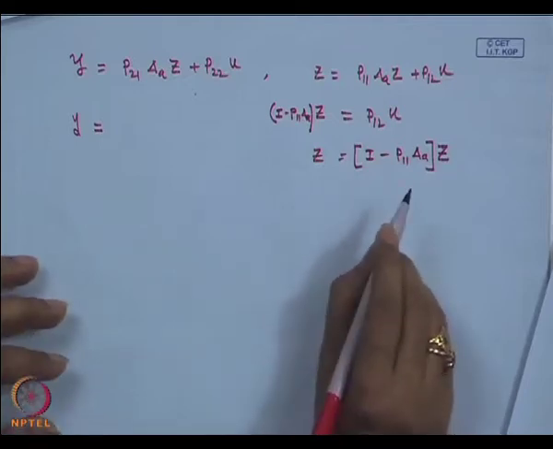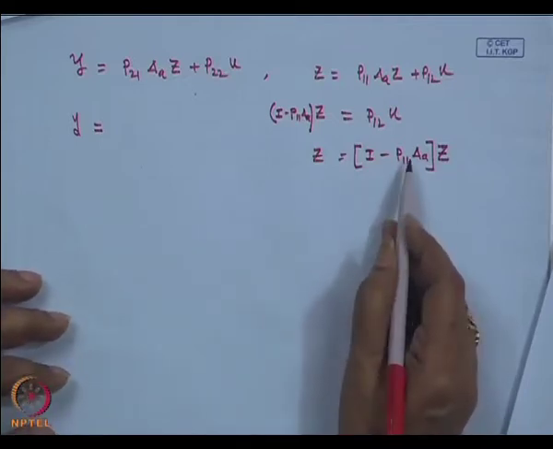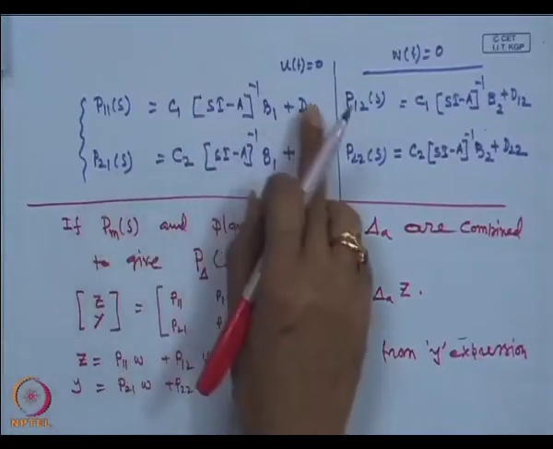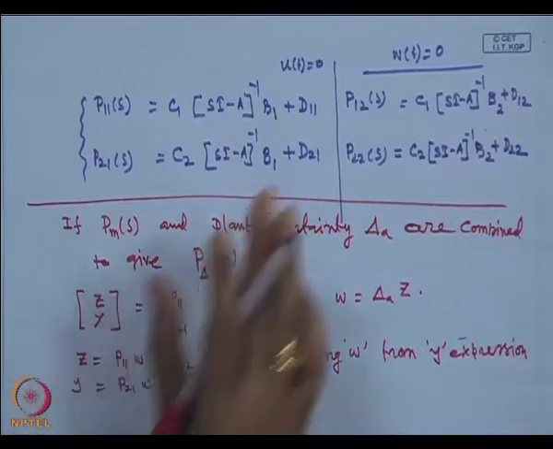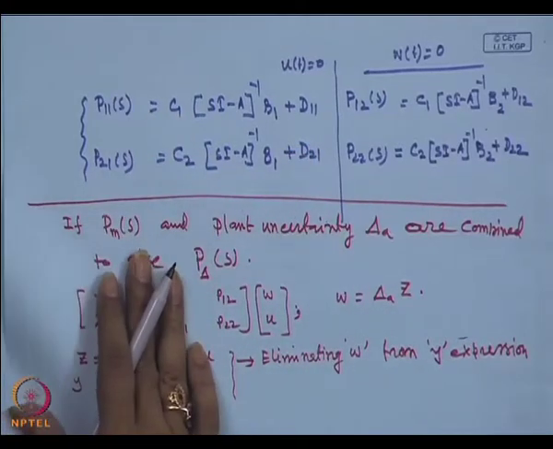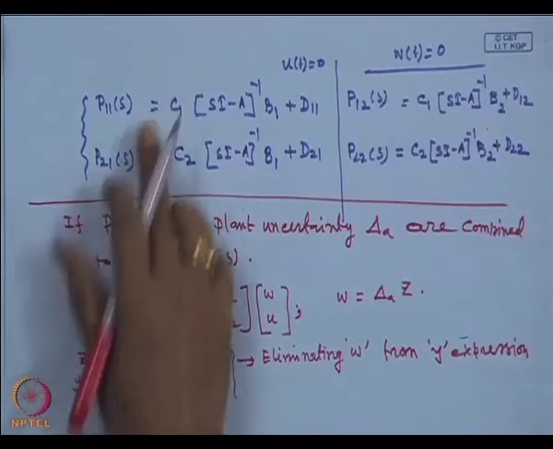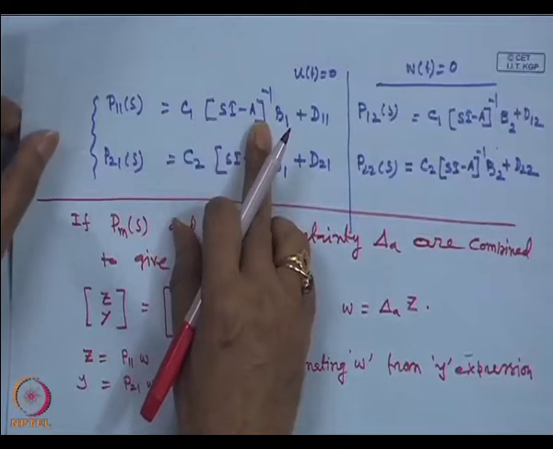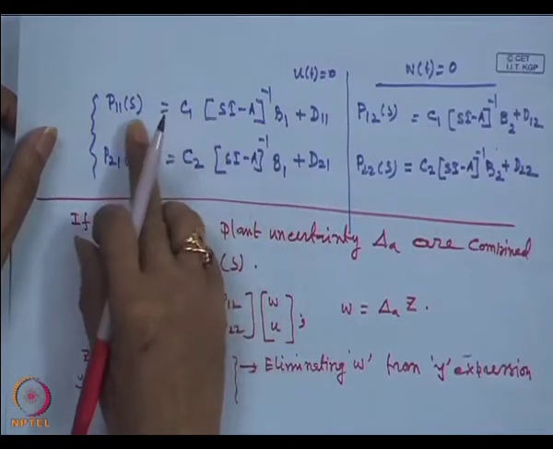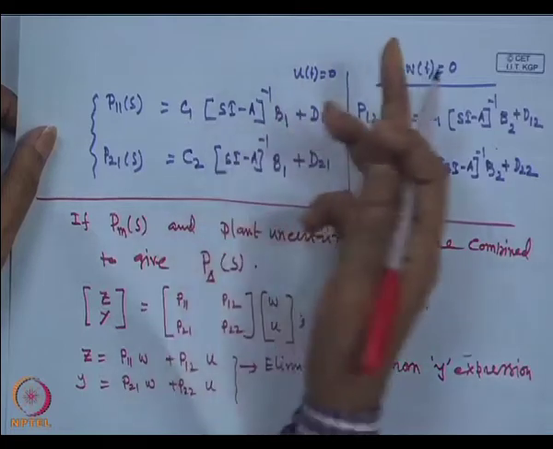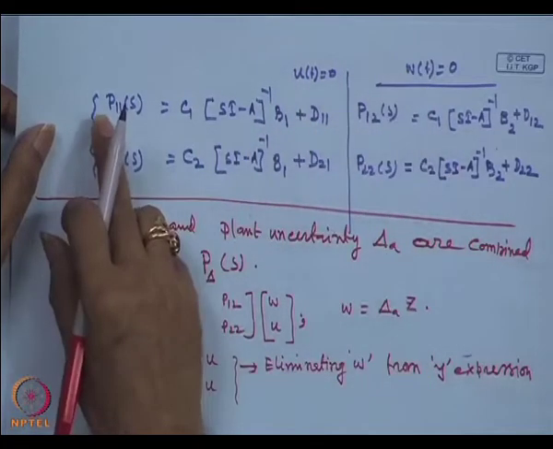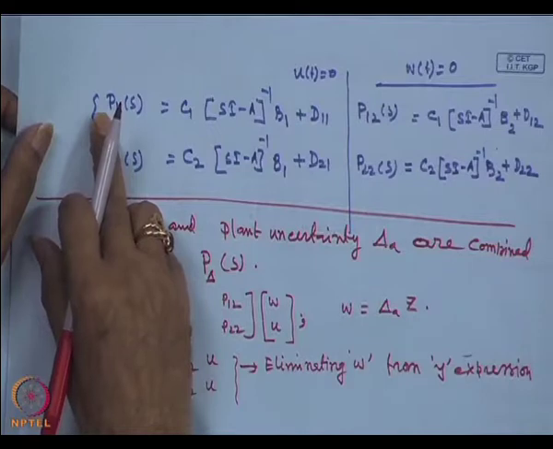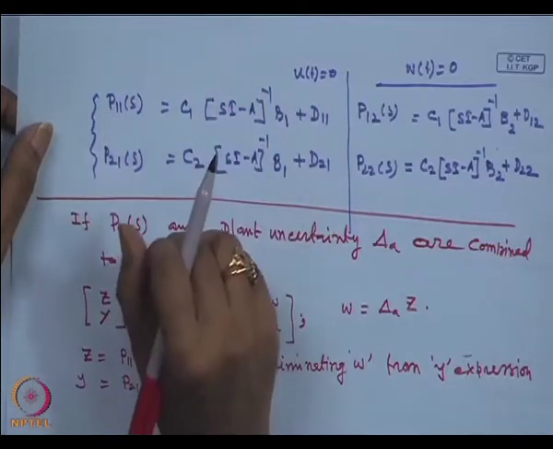Now, one can easily find out the dimension of P11 from the basic equations. Immediately you can find out that it depends on the dimension of Z and W. Similarly, the number of inputs in this case is W, and if you specify the W dimension, and Z is the measured output whose dimension is known, so I will know the dimension of P11.